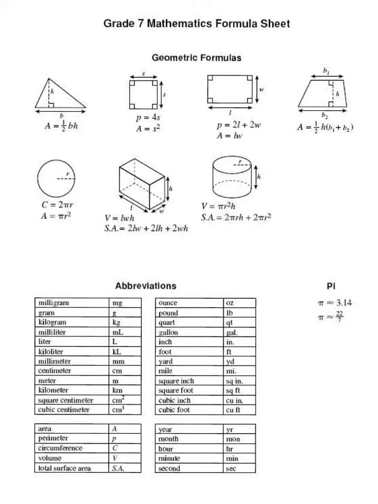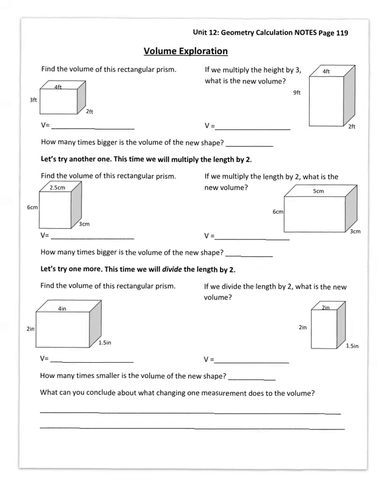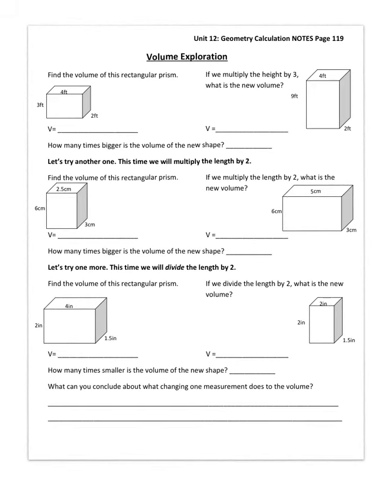Alright, so last class we worked on surface area and volume of rectangular prisms and of cylinders. We're going to continue doing that today. Alright, so the first problem says find the volume of this rectangular prism.